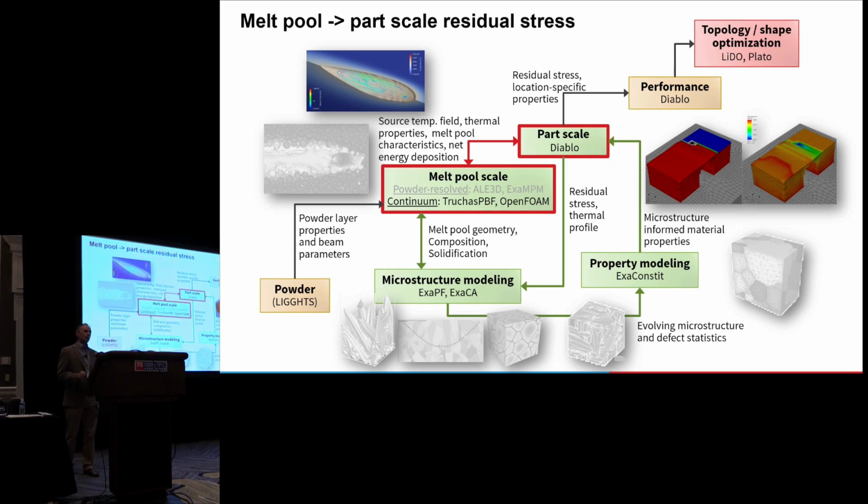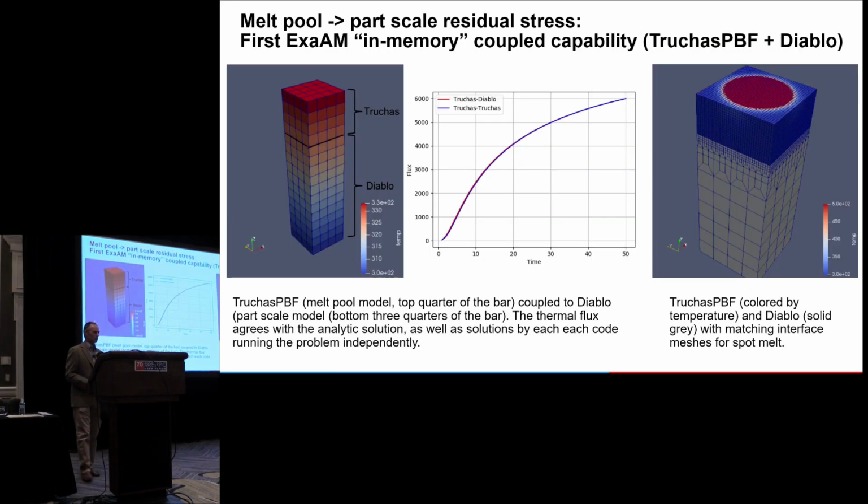We're also coupling the process scale, or the melt pool itself, the thermal history, with the part scale. So in other words, take that Truchas code, which does the fluid flow and behavior of the melt pool, with the part scale thermomechanics, the Diablo code. And this is our first example of an in-memory coupling. We did first file-based, but now in-memory coupling. And we've got those results in a recent milestone for the project was to show that. We just did it for a single melt pool, but it shows that the capability works.